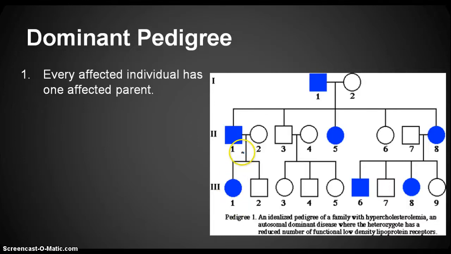If we're going to have a dominant allele for this guy right here, then it had to have gotten its dominant allele from one of its parents. And if his parents had that dominant allele, this individual is obviously not homozygous recessive, since we're talking about a dominant trait. But one of his parents had to have had the allele as well. So every individual that is affected has at least one affected parent.